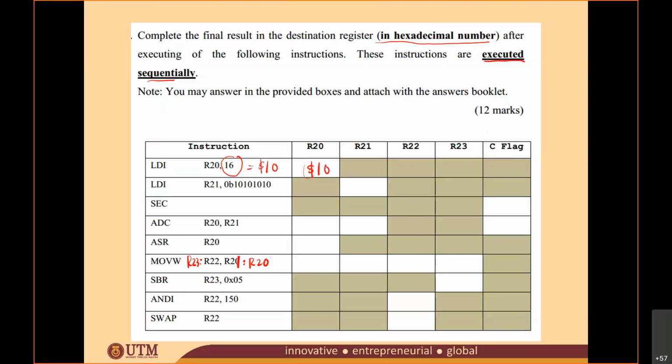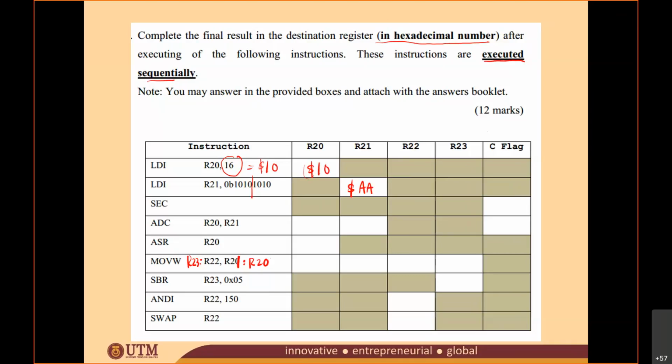Okay, next, LDI R21 with this number 0B10101010. For this one here, you need to convert this binary number to hexadecimal. So how to do that? By using a 4-bit boundary group. So you will get what value here? You get R21 equal to A. Hopefully all of you get the same answers.